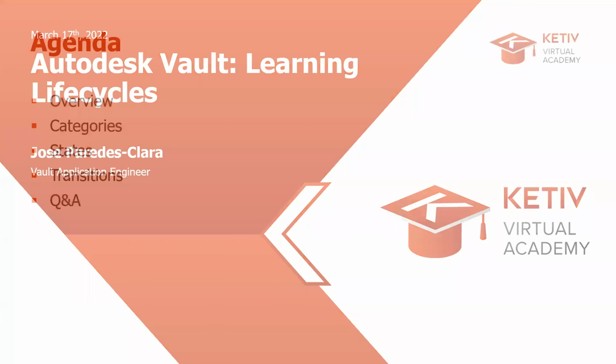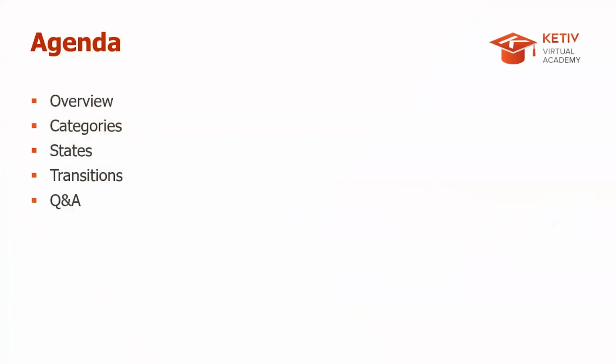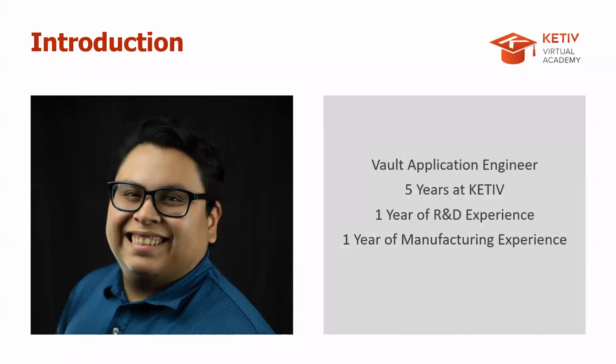Today we're going to go over life cycles. We'll go over a quick overview of what they are, how they work with categories inside of Vault, the states that you can set up for them, and then the transitions themselves. So what are the settings you have for going between those states, and how does that go? At the end, if there are any questions left over that weren't answered during the presentation, I'll go over those.